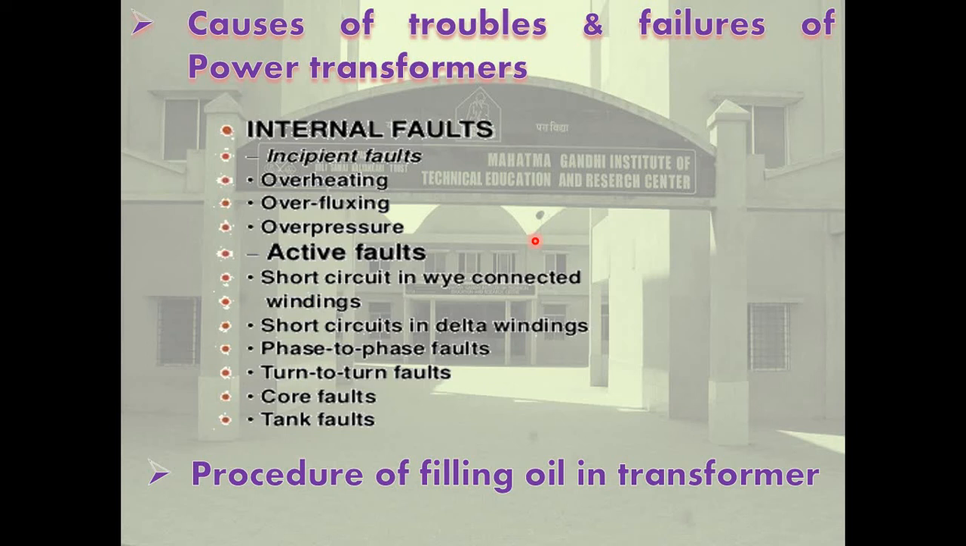If temperature of oil is high, switch off the transformer till safe temperature is reached. If high ambient temperature occurs, or if overload problem is occurring for long durations, put another transformer in parallel. So overheating is a very serious situation.